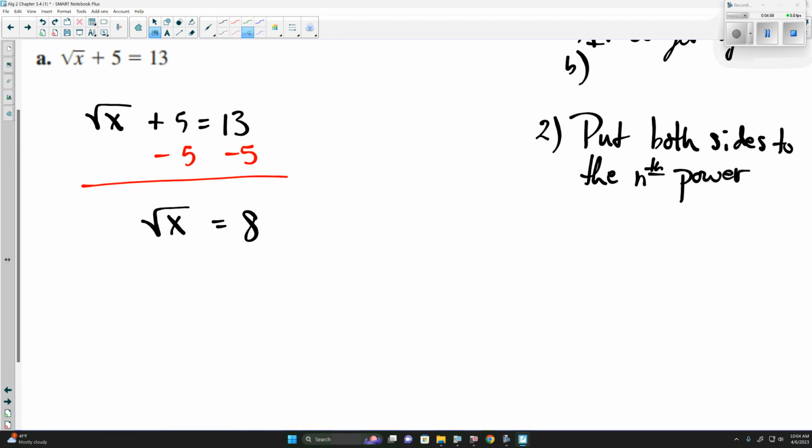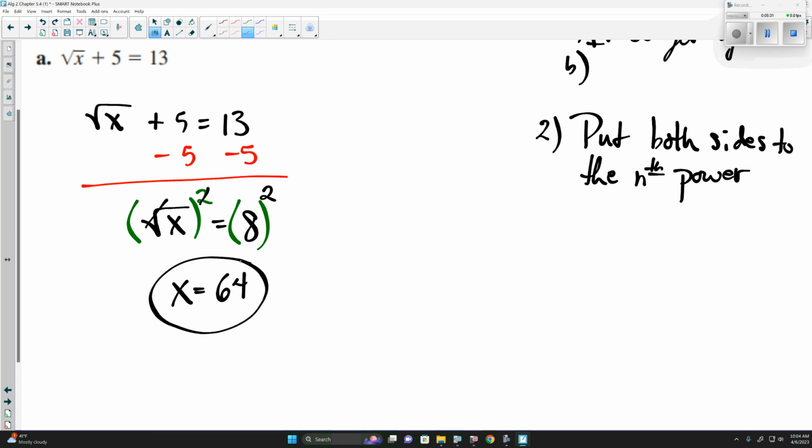Well, what exponent can I put with the square root of x to make the square root disappear or go away? We'd put the what power? The 2, the second power. Because the square root of x squared, well, the square root and square will simplify each other out, leaving us with just x. And what we do to one side, we have to do to the other. 8 squared is 64. X is by itself, and we're done.